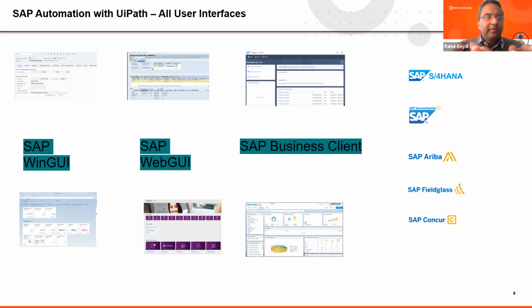So the purpose of this slide is that all types of user interfaces SAP supports can be automated using UiPath, whether it's SAP S/4HANA or SAP on-prem traditional ECC software or SAP Ariba, Fieldglass, Concur. Every solution we are seeing, since it's a consistent web interface, UiPath has either a standard connector or mechanism to automate any of those interfaces.